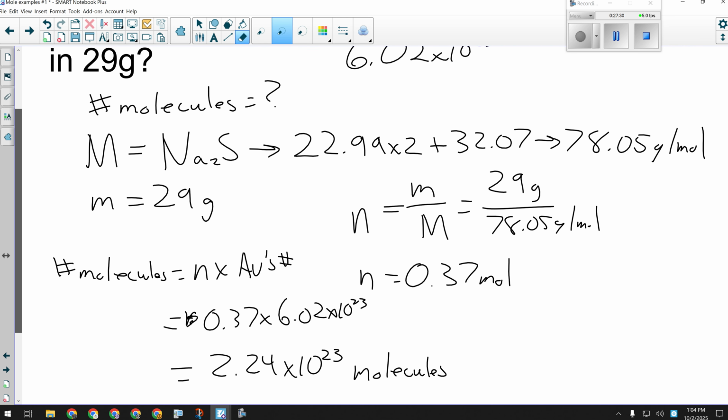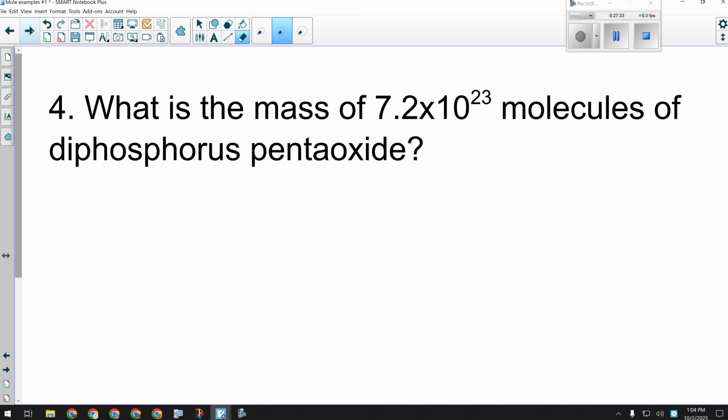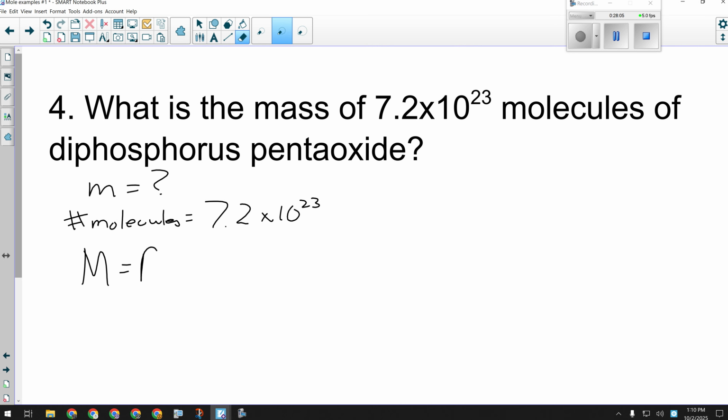All right, I'll put number 4 back up there. Okay, give that one a go. So with number 4, they're asking what's the mass. So I'm looking for little m here. And they tell me in this one the number of molecules. Okay, and it is 7.2 times 10 to the 23. So just ever so slightly more than 1 mole. Okay. And then the other thing they tell me is that it is diphosphorus pentaoxide.